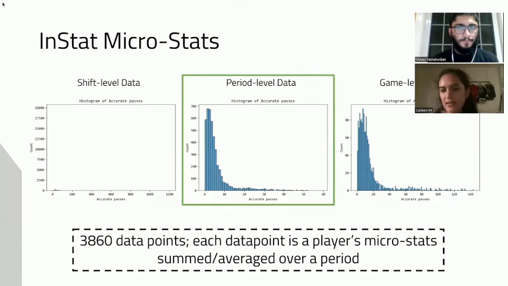We ultimately decided to go with the period level data because the game level data reintroduced the noise that you can see between the shift level data and the game level data, and it really didn't make that long tail any better, nor did it shift that into a normal distribution. So we decided to go with the period level data, which gave us a little under 4,000 data points to work with. Each data point is a player's microstats summed or averaged over a period, according to whatever microstat that might be.